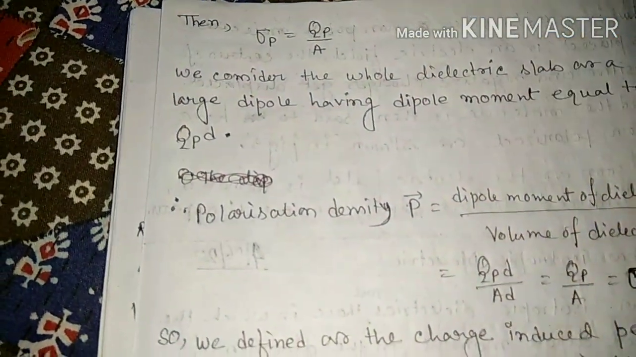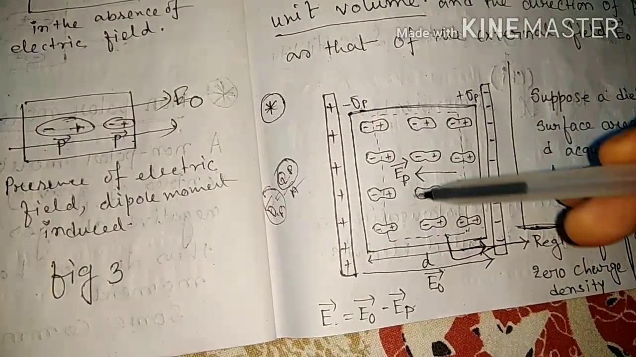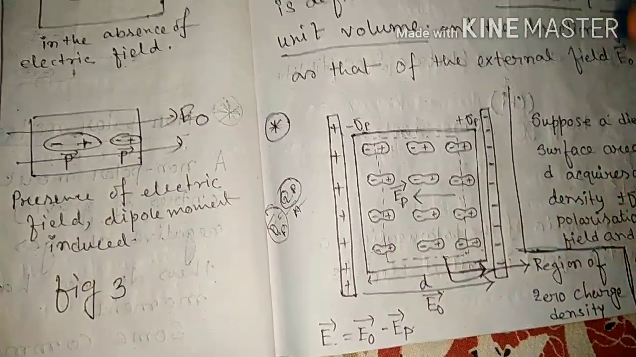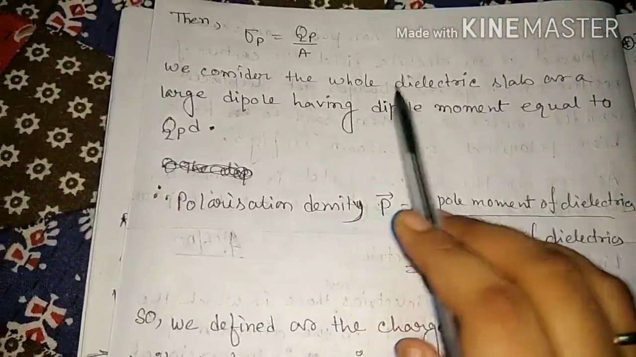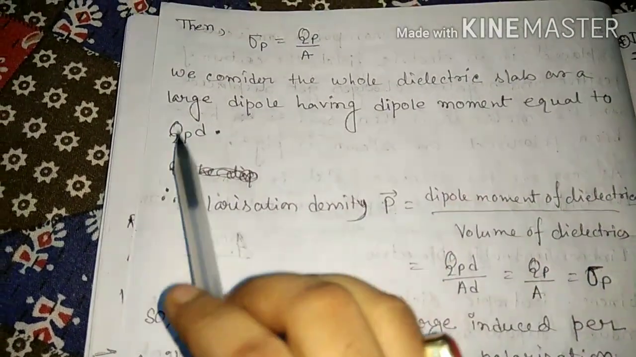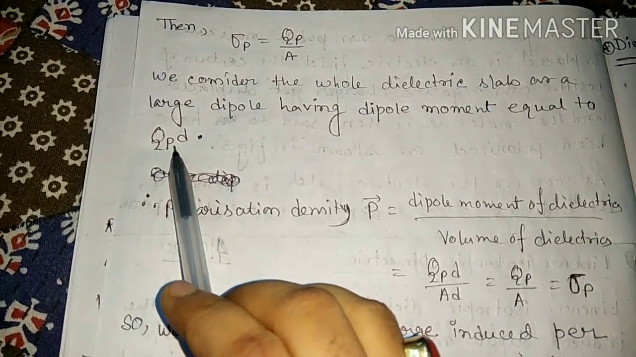Okay, next, so we said we can write sigma p equals qp by a. Now if we consider that whole dielectric slab as a large dipole, because the charges in between neutralize each other and cancel, then from this side to this side is a large distance, so this is a long electric dipole. We consider the whole dielectric slab as a large dipole having dipole moment equal to qp into d, because we know that dipole moment by definition is charge into distance.